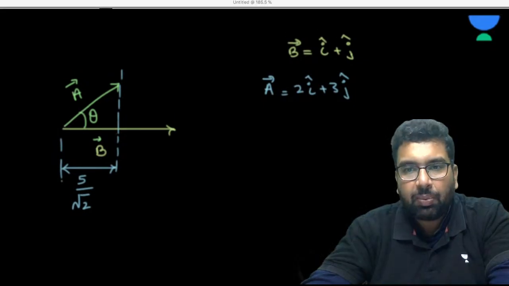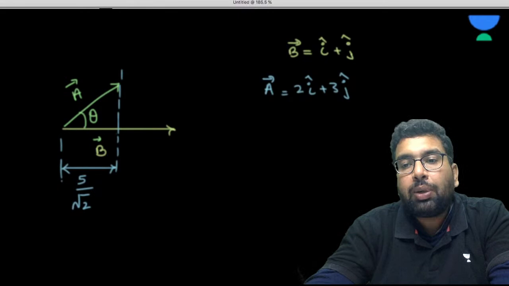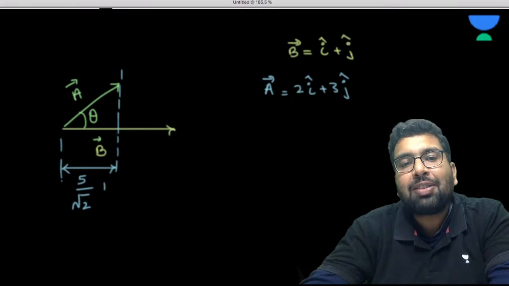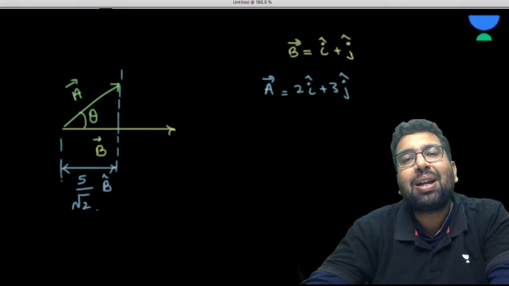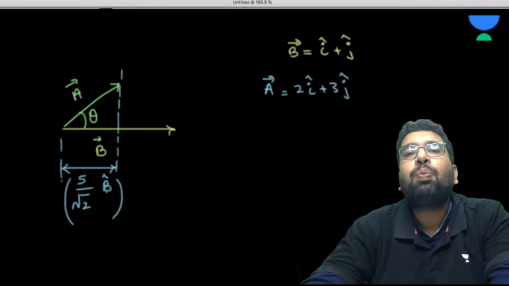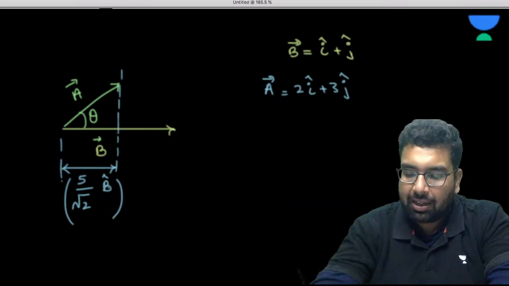I think that is going to be fine to you. And what is going to be the direction of it? So the direction will be b cap. Are you getting my point, beta? So this is going to be the vector component of a vector along another vector. Are you getting my point?